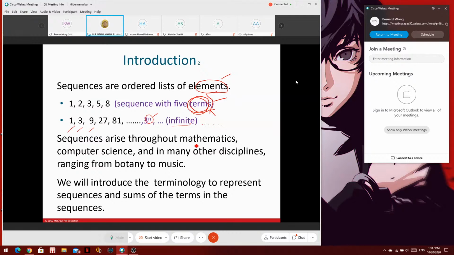Sequences arise throughout maths, computer science, and in many other disciplines ranging from botany to music. Why do we use botany and music? Because these are two totally different things. You could just use cooking and engineering; it's up to you. This is the book, so it's up to them to use botany and music. All right, we will introduce the terminology to represent sequences and sums of the terms in the sequences.